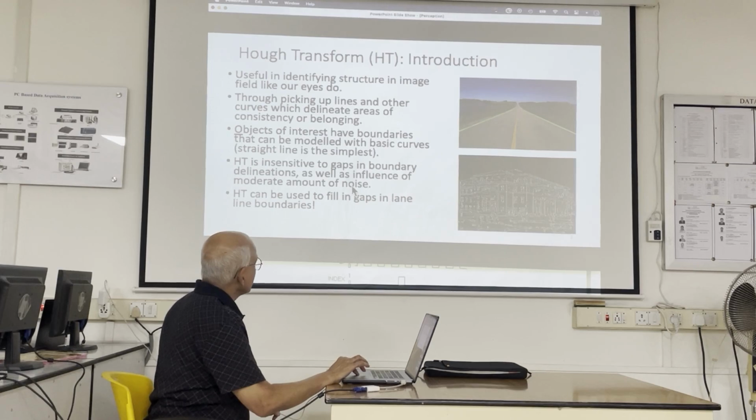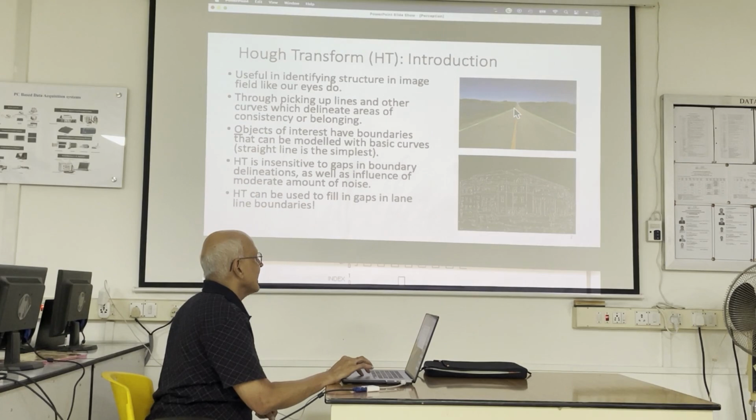So the beauty of Hough transforms is that in the real world, you're not going to find a continuous line of pixels.